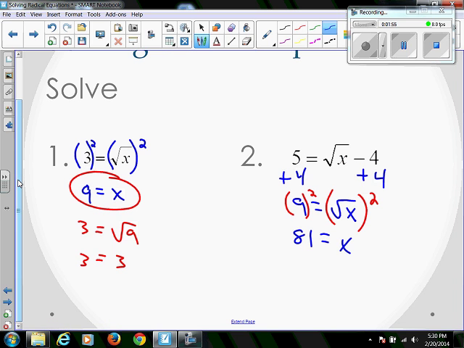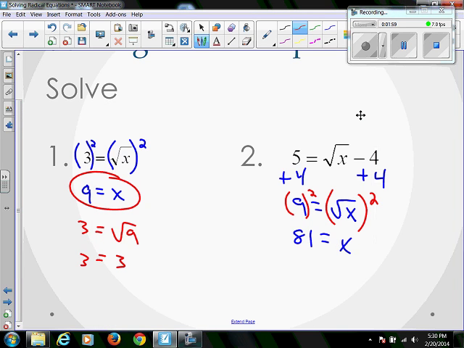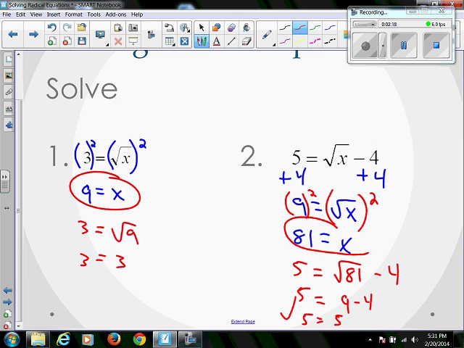Now we're going to go back and check. We're going to take 81 and substitute in for x. Square root of 81 is 9. 9 minus 5 is 5. And we have a true statement. So x equals 81 is the correct answer.